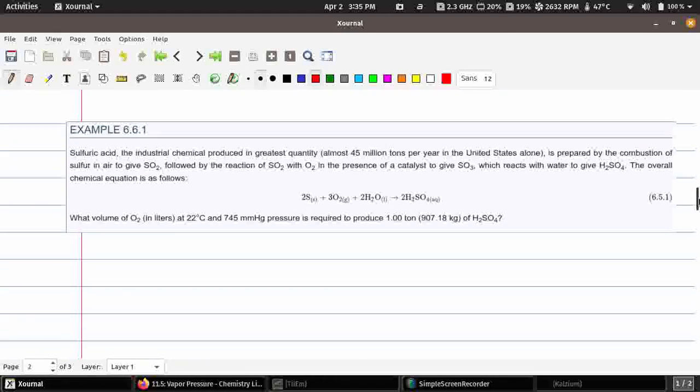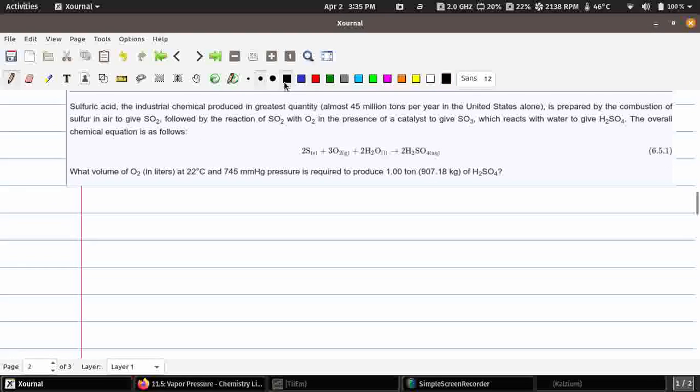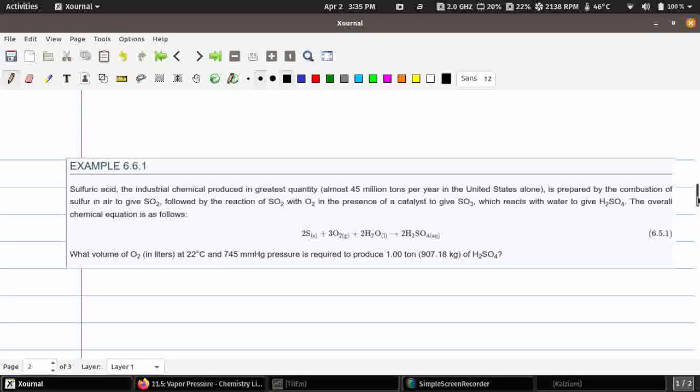All right, let's move on. Sulfuric acid, the industrial chemical produced in greatest quantity, almost 45 million tons per year in the United States alone, is prepared by the combustion of sulfur in air to give sulfur dioxide, followed by the reaction of sulfur dioxide with oxygen in the presence of a catalyst to give SO3, which reacts with water to give sulfuric acid. The equation below is how it is made.